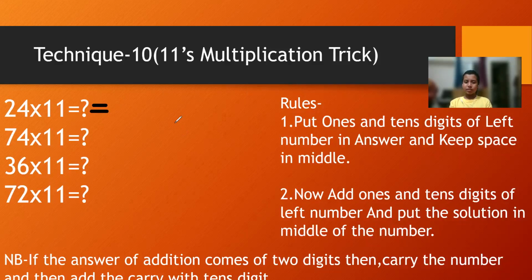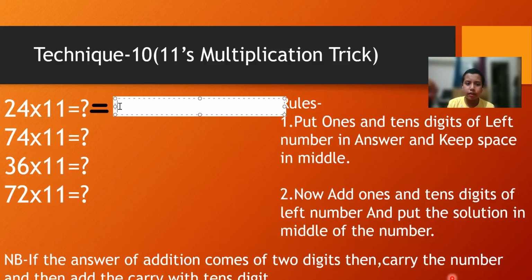Well, at first, let's try to do this trick. Now, guys, can you say 24 into 11 equals what? It's 264. Now I think all of you can understand. Yes, it is 264. Now, the question is, how did I find this answer?